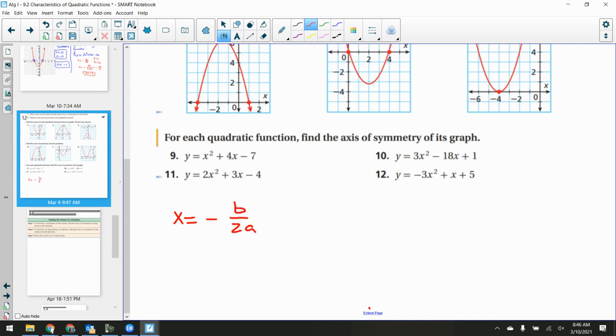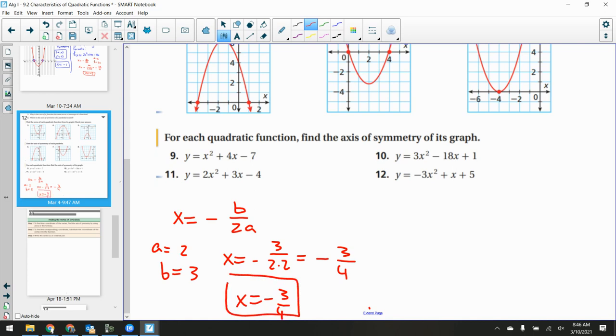Good. What's my A value? What's my B value? So x equals negative 3 over 2 times 2. So negative 3. Oh, look, I just did it for you. X equals negative 3/4. Look at that. Oh, I just kind of crossed out my 4.